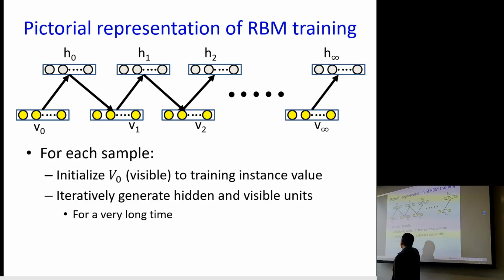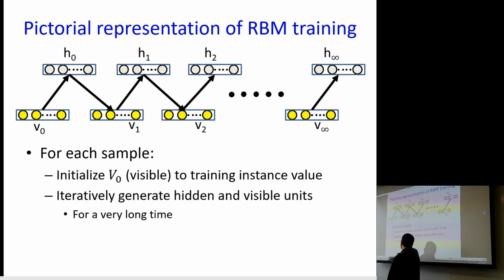You'd set your visible bits to your training pattern, the pattern that you'd like to store. From those, you can draw the hidden values. But from the hidden values, now you can go back and draw the visible values. Then you can go back and draw the hidden values and repeat the process for a very long time, right? Till the system converges.